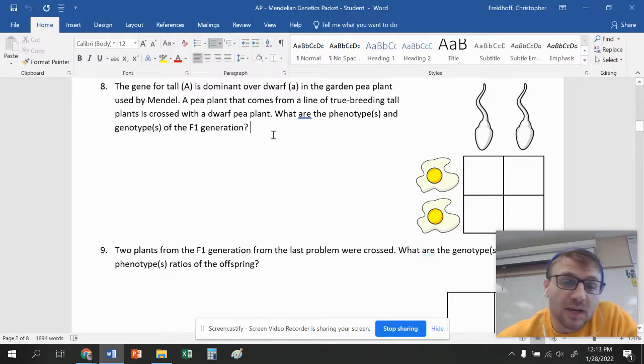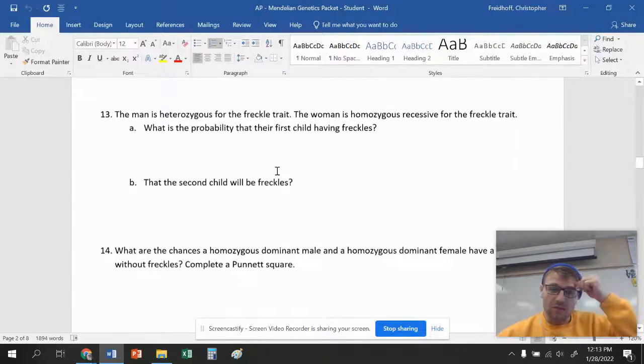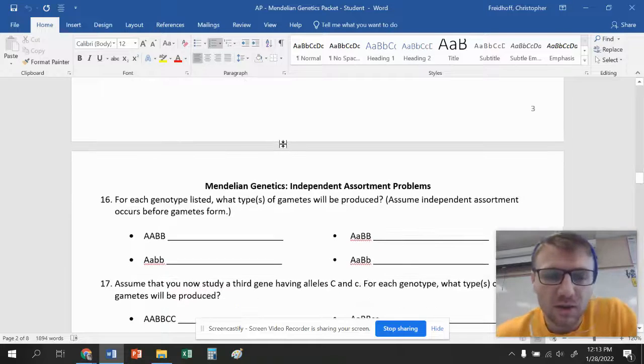Then tell me what the phenotypes are. So like in this one, what percent of the offspring are going to be tall? What percent of the offspring are going to be dwarf? You do this for a couple of problems. You can see again that it goes through a couple of these problems.